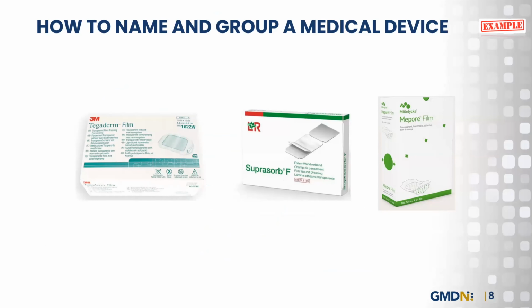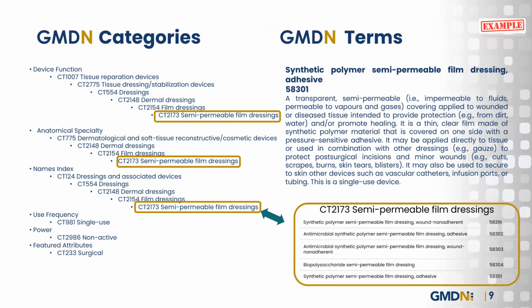Here we give you an example of how to name and group a medical device. We picked one of the examples where the nomenclature is more challenging to maintain because there is a lot of variety of dressings in the market, as you will know, with very fine differences between them in some cases. Whether they form a film, whether they are adherent to the wound bed, whether they have antimicrobial properties or not, and so on.